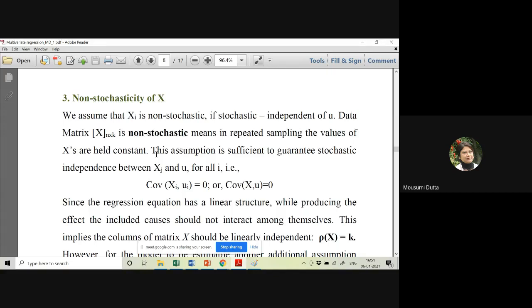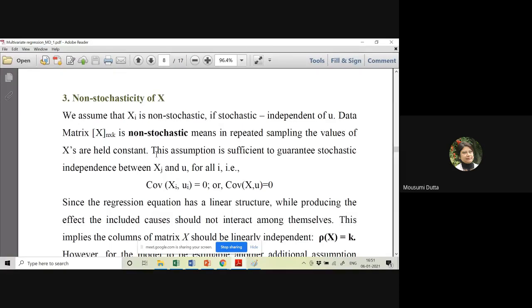So non-stochasticity of x is a sufficient condition to have the independence between the x matrix and u vector. However, non-stochasticity of x is not at all a necessary condition to have this covariance equal to 0, because it may happen that x is stochastic, random, still covariance between these 2 terms is equal to 0, and we can perfectly maintain the linearity of the structure. So non-random x is a sufficient condition, however, it is not a necessary condition.